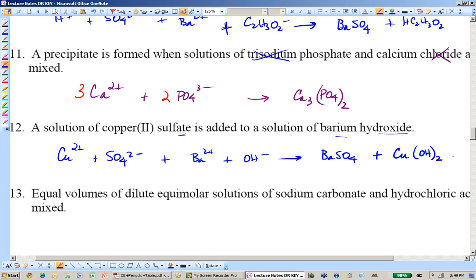So am I balanced? Yes. I need 2 of these, and we're done. Yep, total charge on the left now is 0. Total charge on the right is 0, so we're balanced.